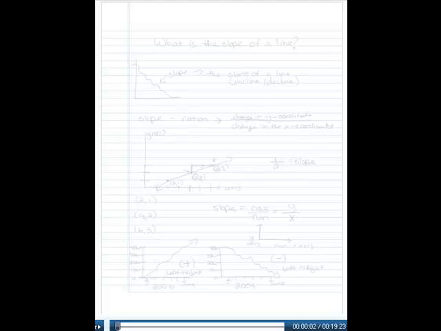So what is the slope of a line? For example, when you go skiing down the snowy hill, what do they call them? It's a slope. It's like saying the slant of a line, or like the incline or decline of a line.